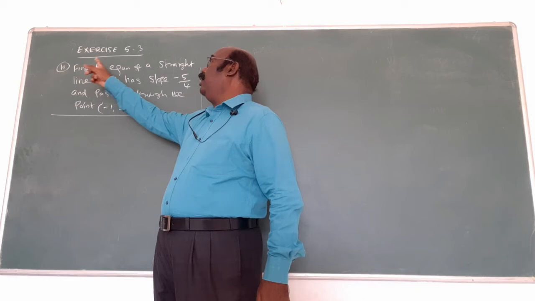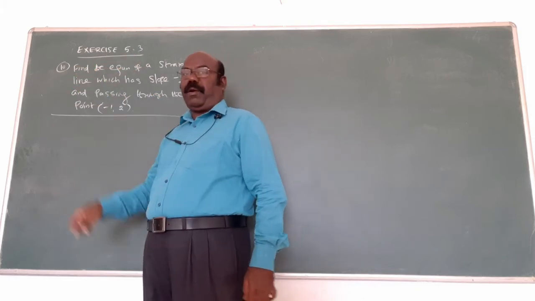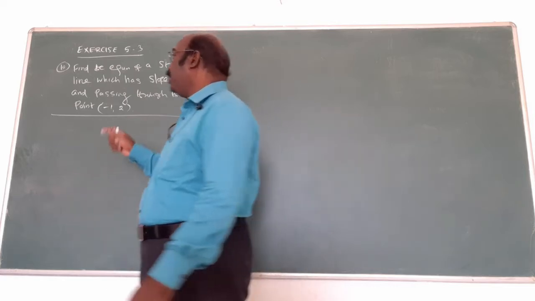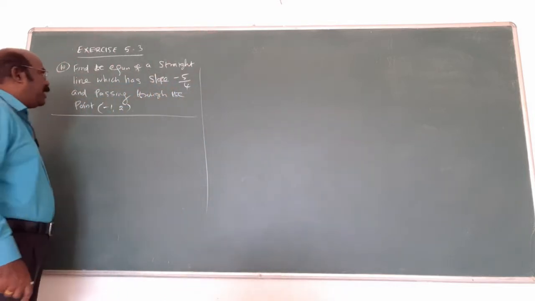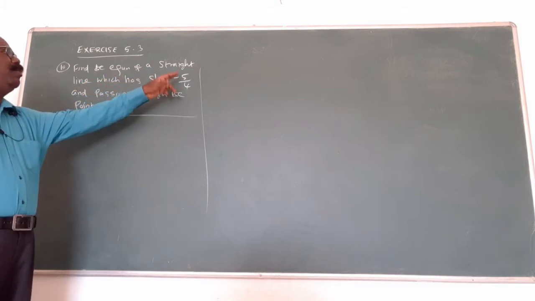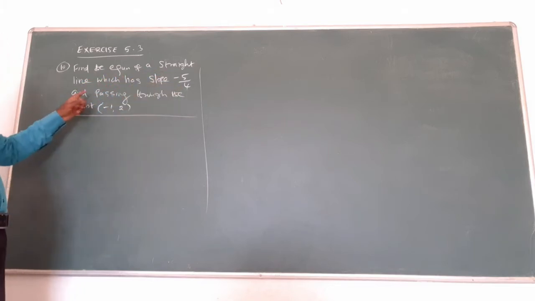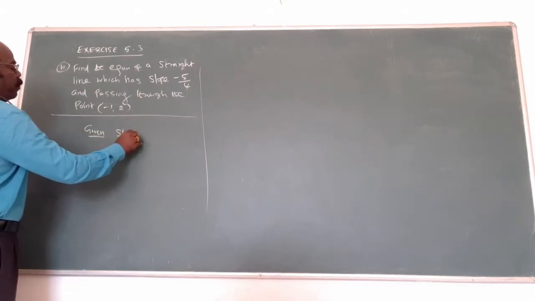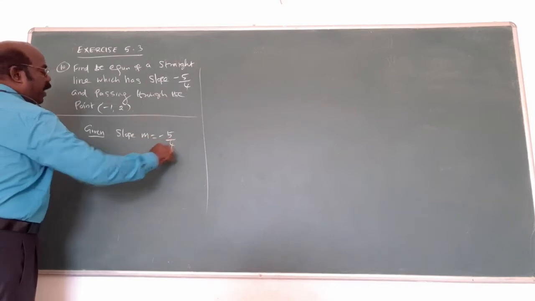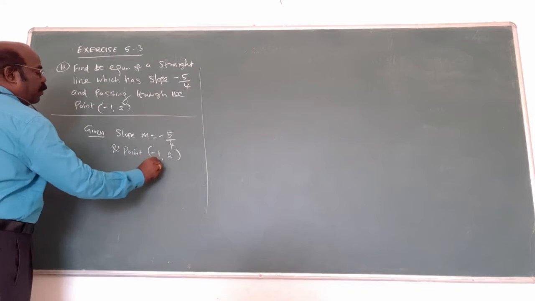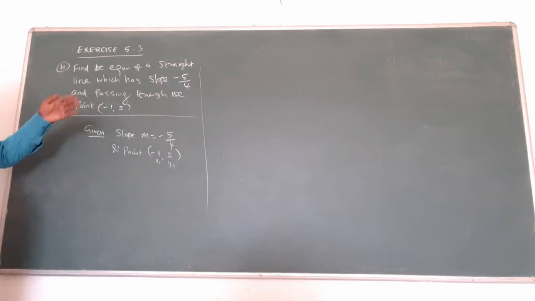Now, let us start with exercise 5.3, 10th problem. Already, problems 1 to 9 are over. Now, 10th problem: find the equation of the straight line which has the slope minus 5/4 and passes through the point (minus 1, 2). What is given? The slope m equals minus 5/4 is given, and the point (minus 1, 2) is given. Let it be (x1, y1). One point and one slope are given.